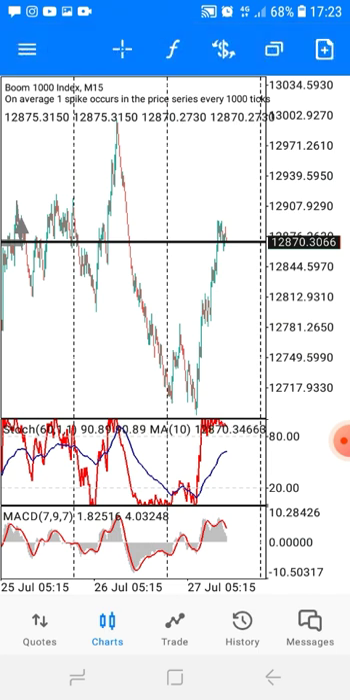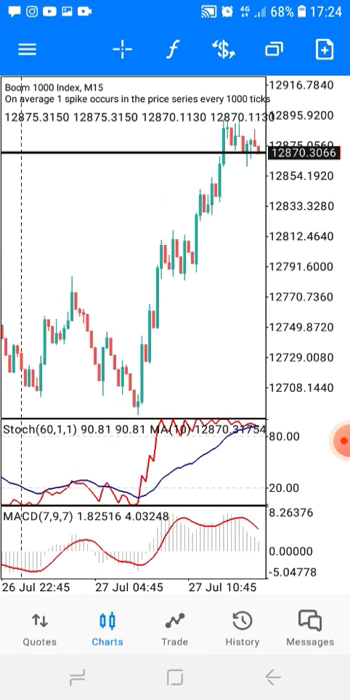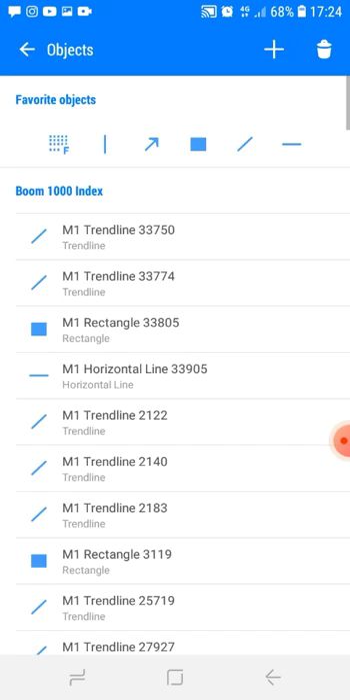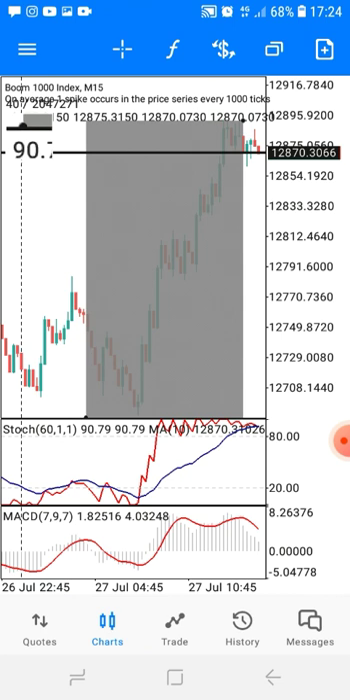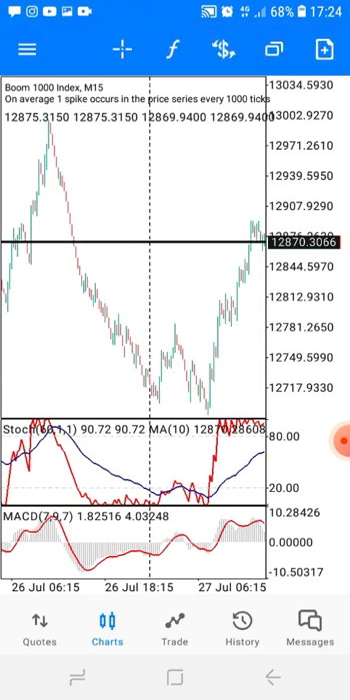So I think you will have to get your pen and a paper. This is the first step. What you have to do, you will have to go to M15 on Boom, and you have to look for something like this. What is this? I hope you got it right. This is an uptrend. You're going to look for something like this.